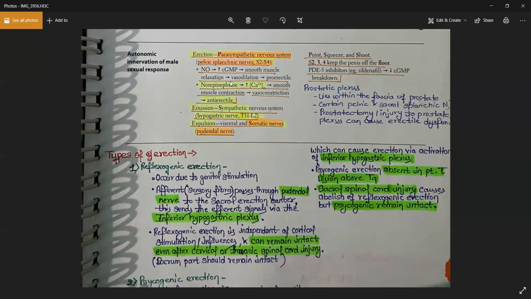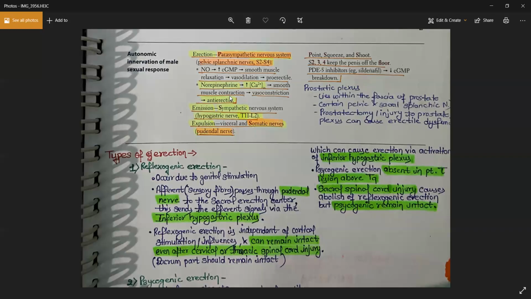Second thing, you have the sympathetic supply, and they will release norepinephrine. Whenever the sympathetic system is activated, the norepinephrine will be released. It will cause the calcium influx, and that will cause the smooth muscle contraction, and that causes the vasoconstriction, and that causes the anti-erectile effects. So sympathetic system for the anti-erectile, parasympathetic system for the erectile effects.